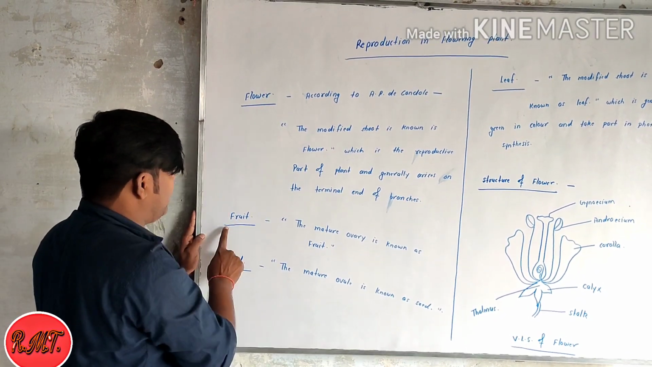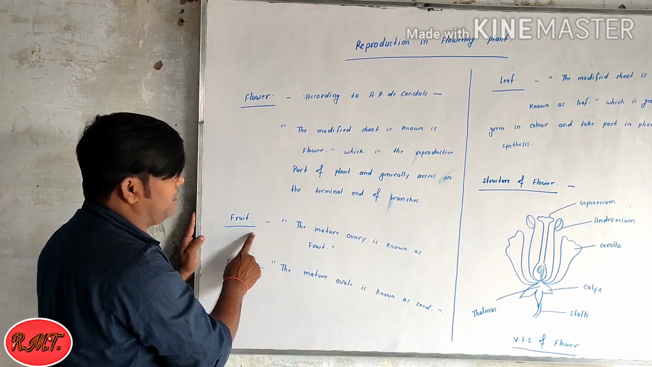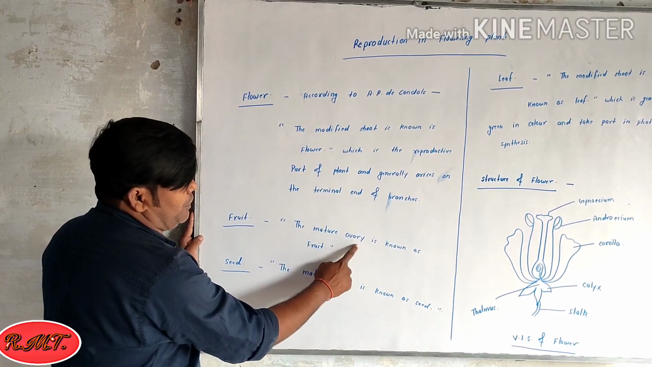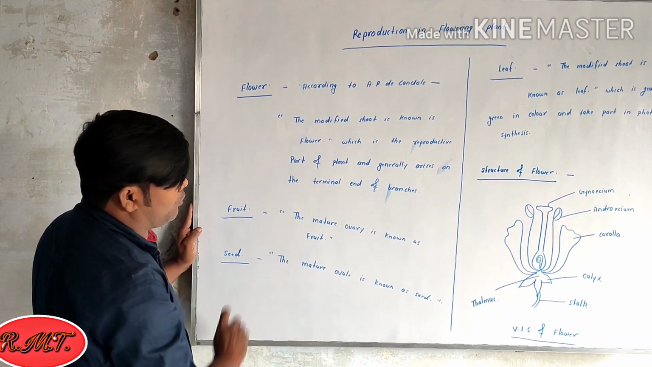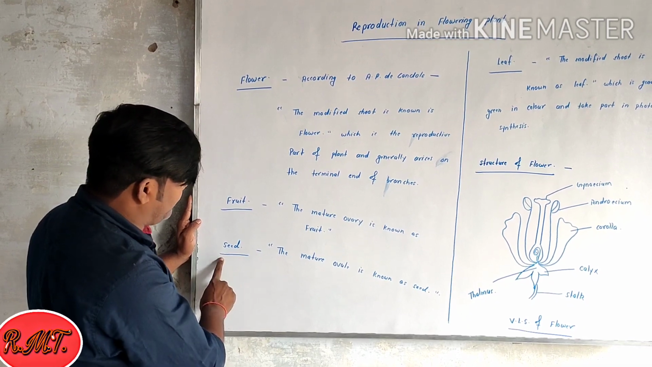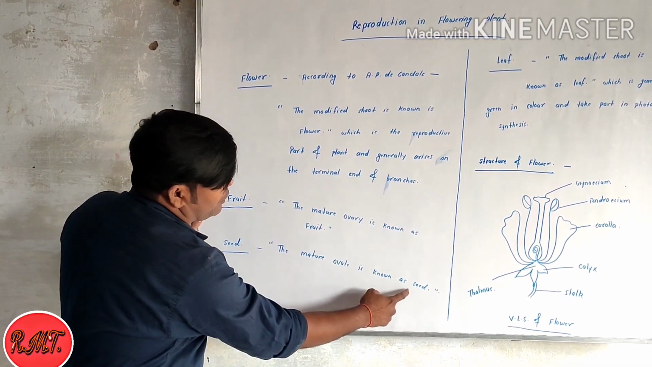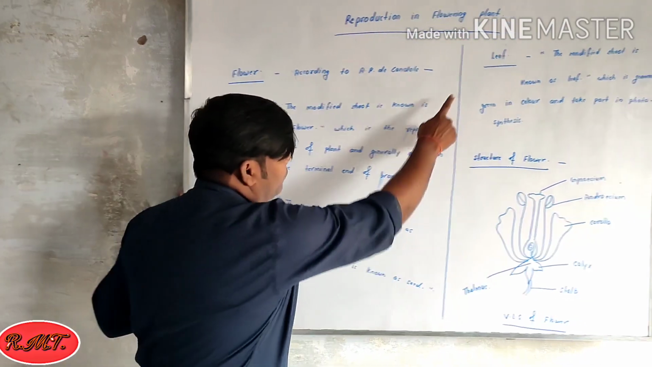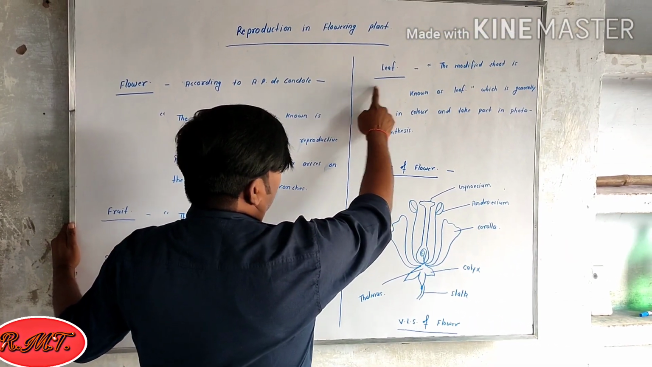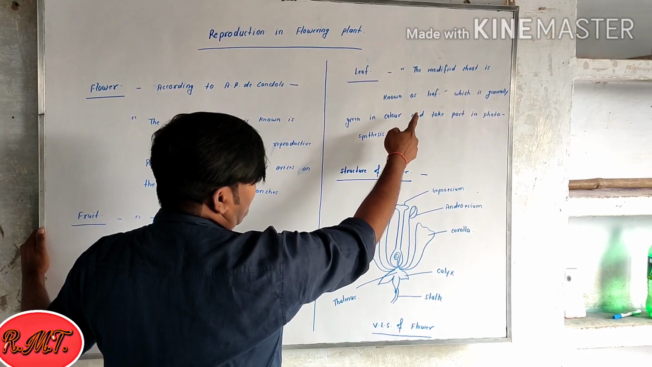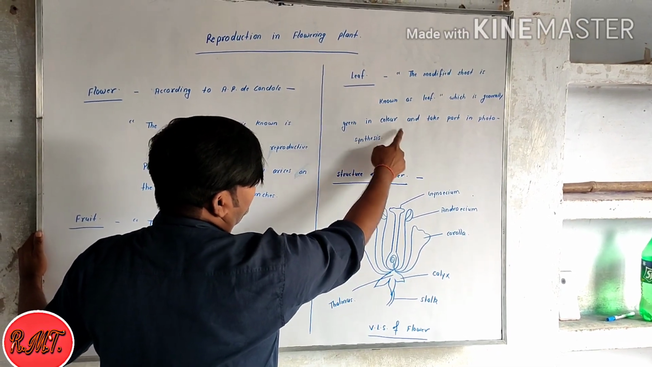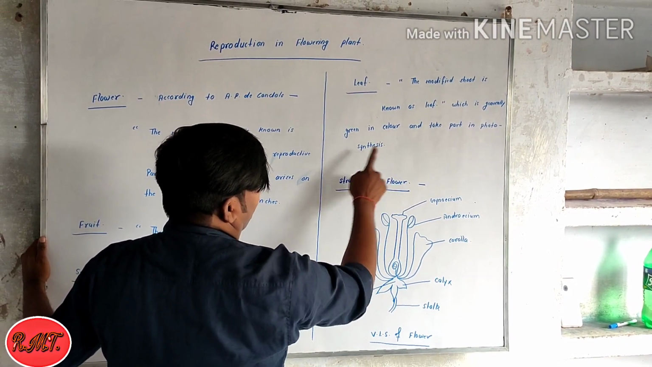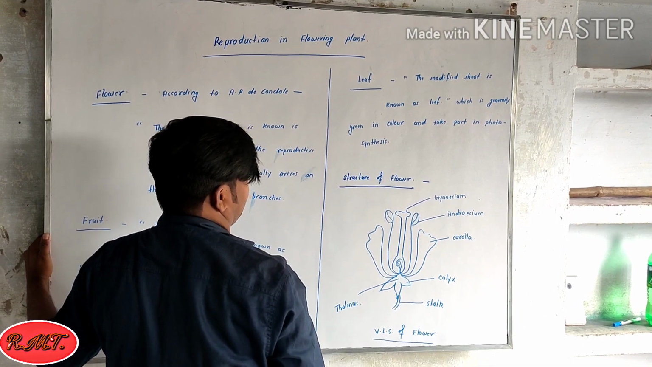After flower, we study about the fruit. How can we define the fruit? The mature ovary is known as fruit, and now seed. The mature ovule is known as seed. Now leaf. The modified shoot is known as leaf, which is generally green in color and takes part in photosynthesis.